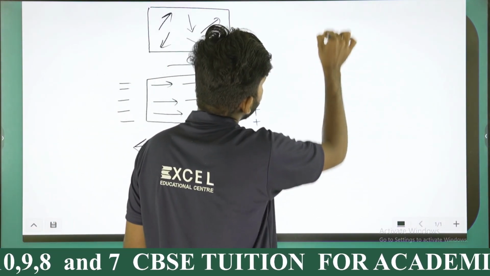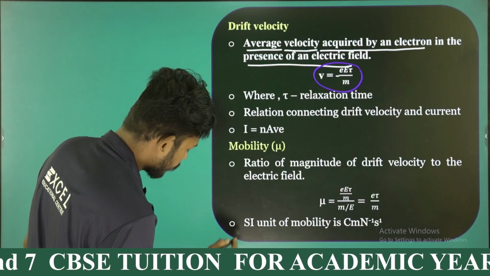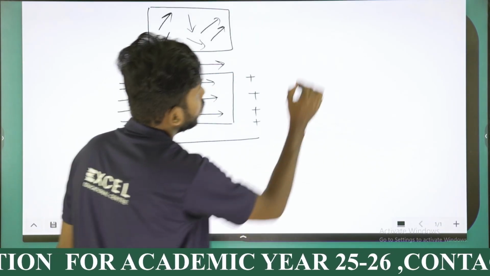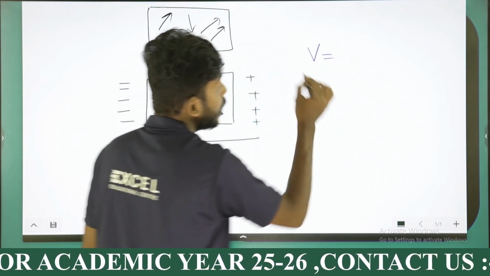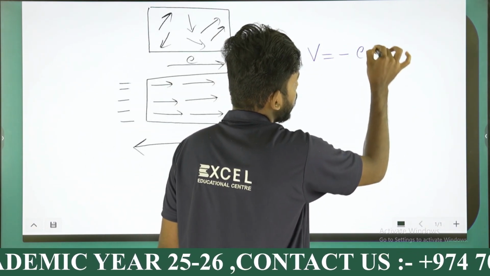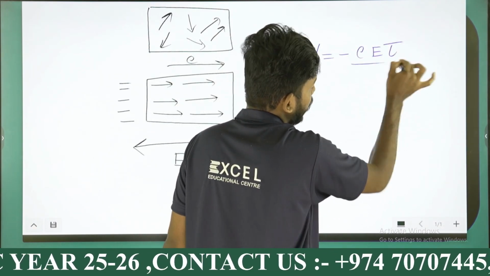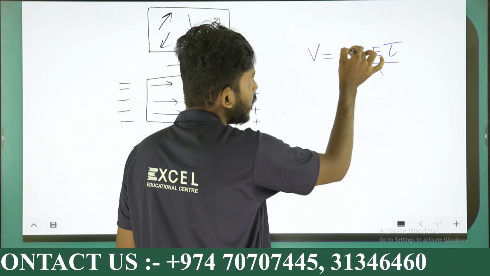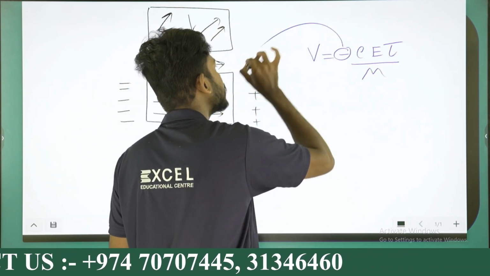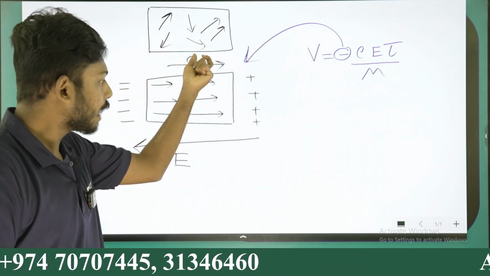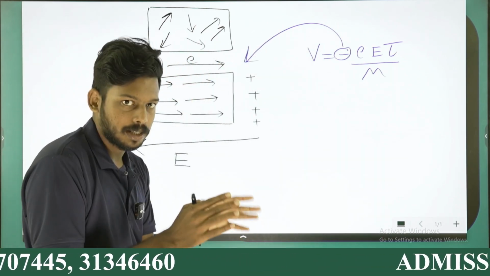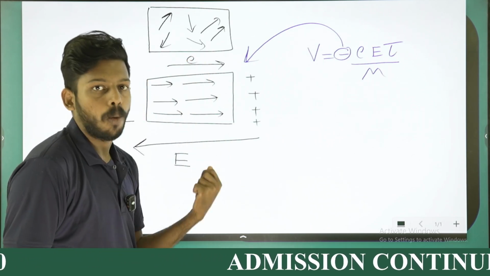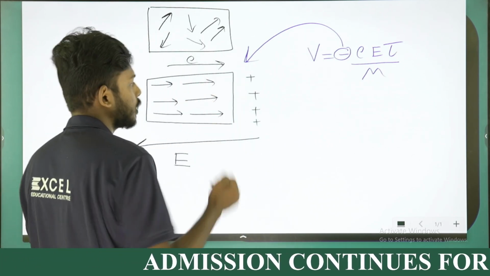The equation for drift velocity is V equal to minus E tau divided by m. You have to express each and every term. What does the negative sign indicate? The negative indicates that the electron, or actually the base charge, and the electric field are in the opposite direction.